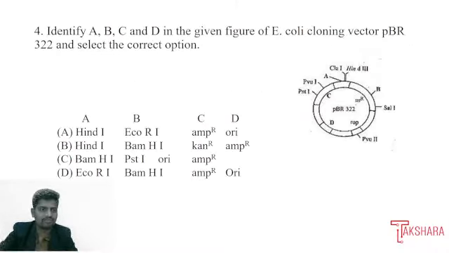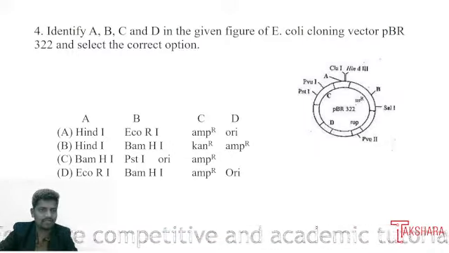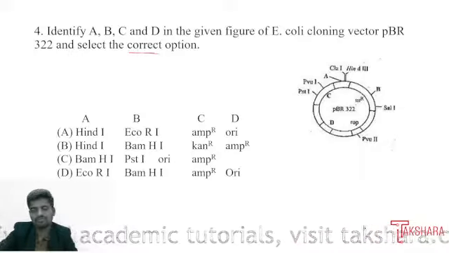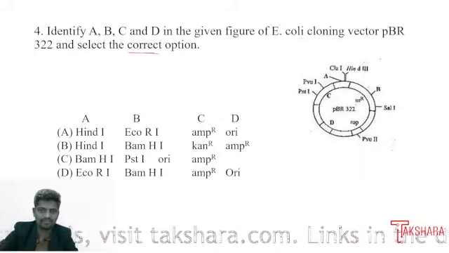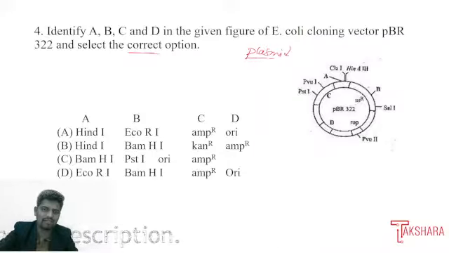Next, question number 4. Identify A, B, C, D in the given figure, which is a cloning vector for the pBR322, and you have to select the correct option. So in the diagram given, we can call it a plasmid. So the diagram will be a plasmid.